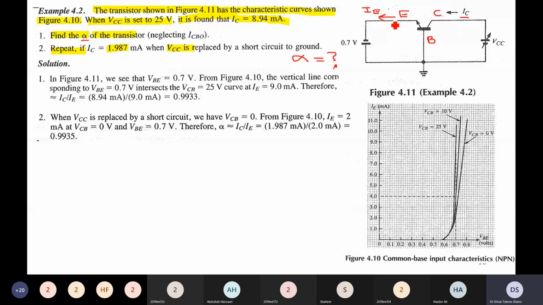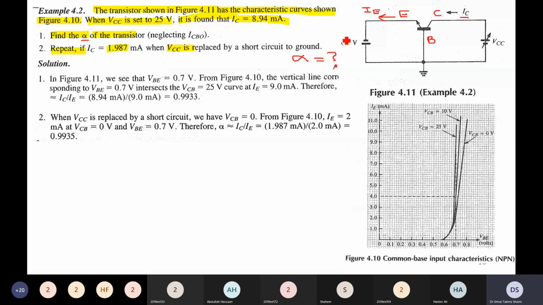Between the collector and the base is a variable power supply called VCC. It is variable because of this arrow. And between emitter and base there is a power supply of 0.7 volts. This 0.7 volt battery or power supply source is external. In the first case, we have to find the value of alpha. We can neglect ICBO. In the second case, we have to find alpha if collector current is 1.987 milliampere when VCC is replaced by a short circuit.